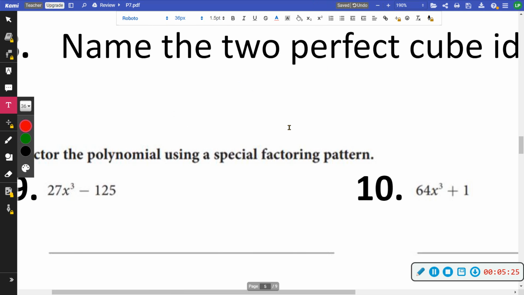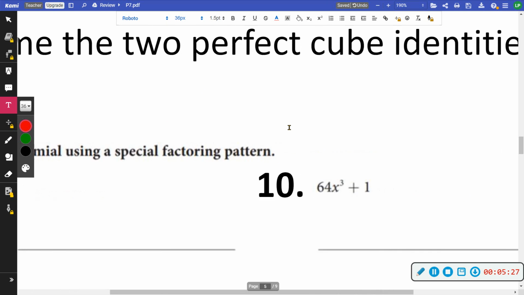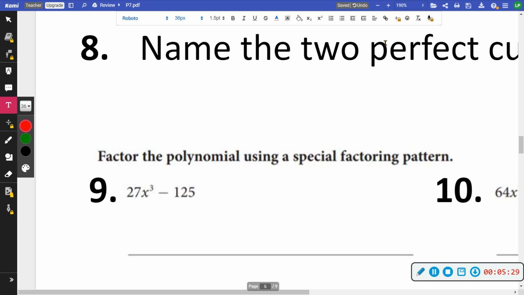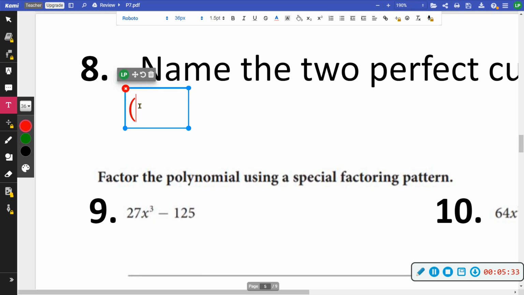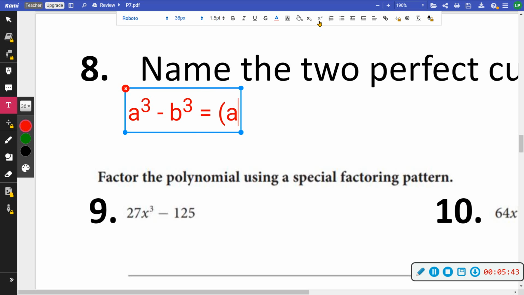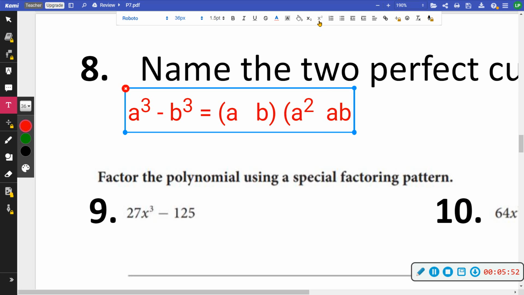All right, now, can you name the two perfect cubed identities? This one's actually pretty easy. That's the a cubed minus b cubed. And then this is where I sometimes get confused. I know that's an a, I know that's a b, I know that's a squared, and I know that's ab, and I know that's b squared.